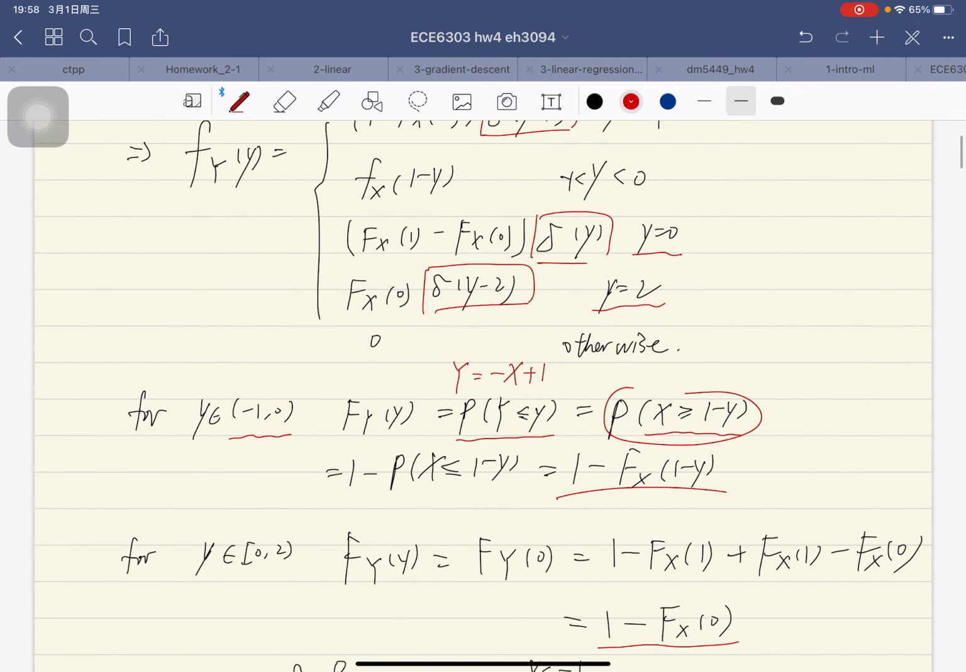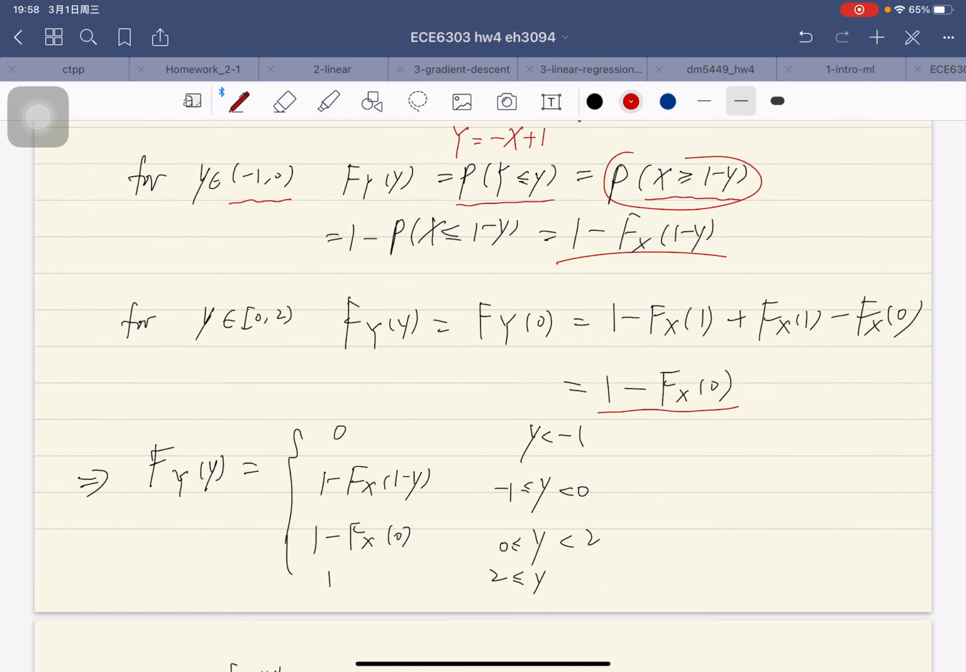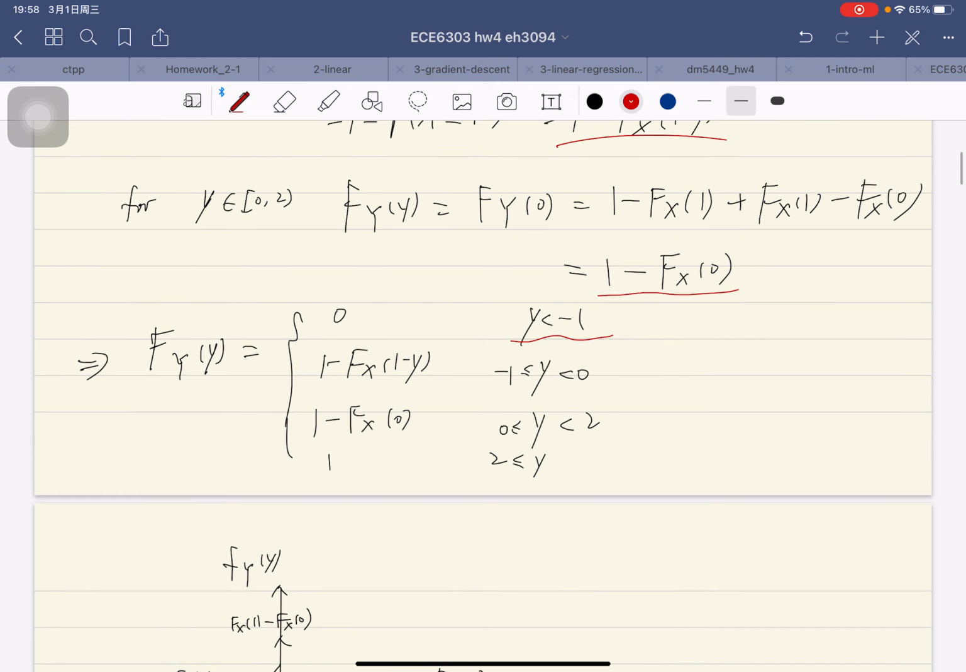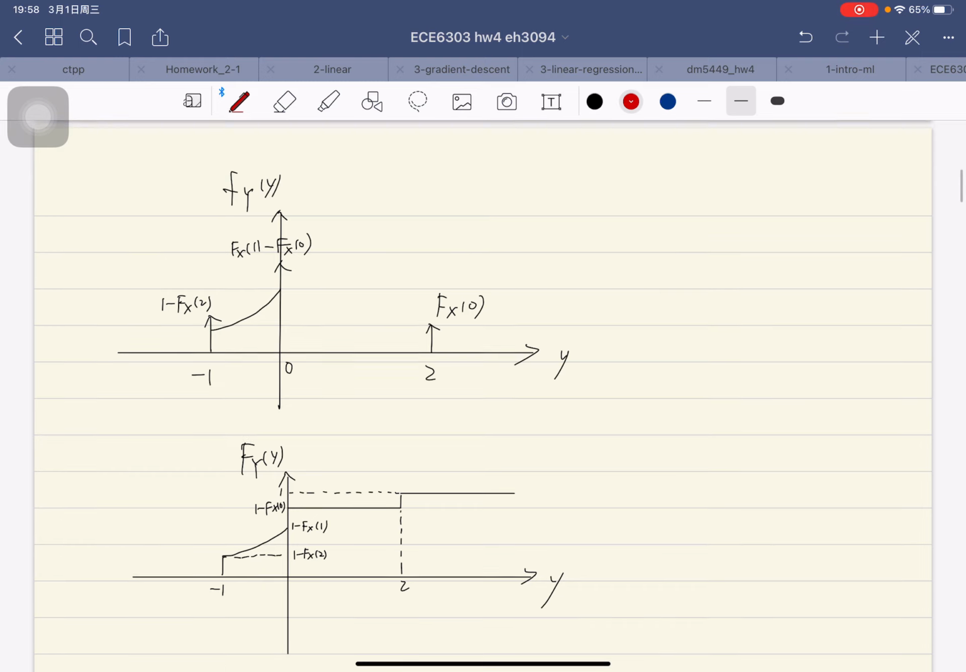We know that there is nothing before -1, so when y is less than -1, the cumulative function is 0, and when y is greater than 2, it is always 1. So the plot is shown as follows.